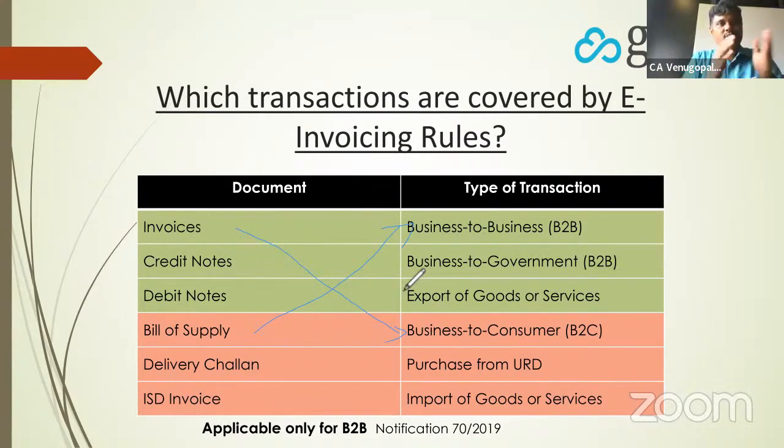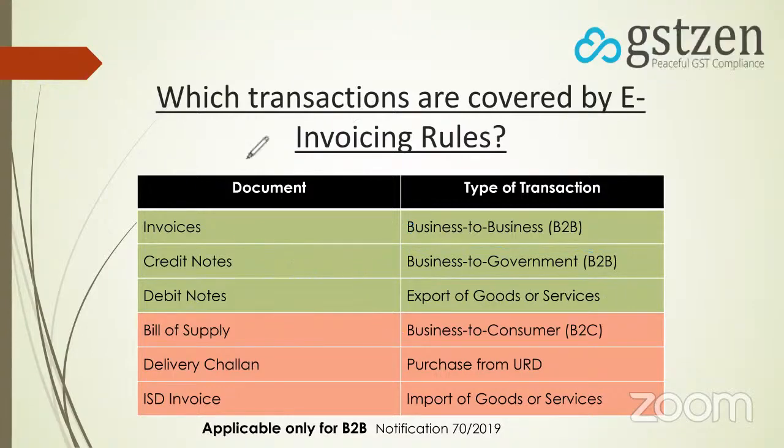If an invoice is issued to an unregistered person, or if I'm making an exempted supply, for which I have issued a bill of supply to a registered person, in both scenarios e-invoice is not applicable. For e-invoice to be applicable, it has to be an invoice and issued to a B2B person. The definition of B2B would also include business to the government. If a government entity has a TDS registration number, even then e-invoice is applicable.